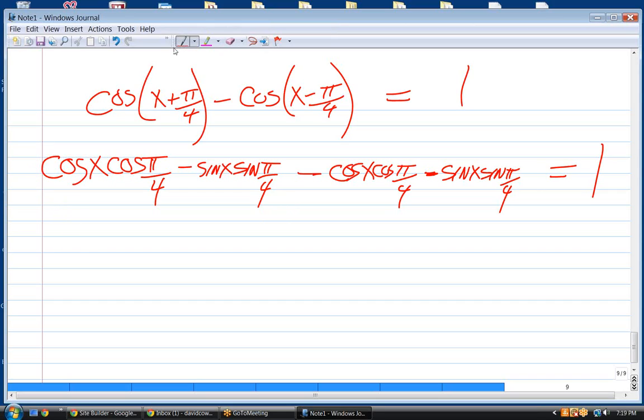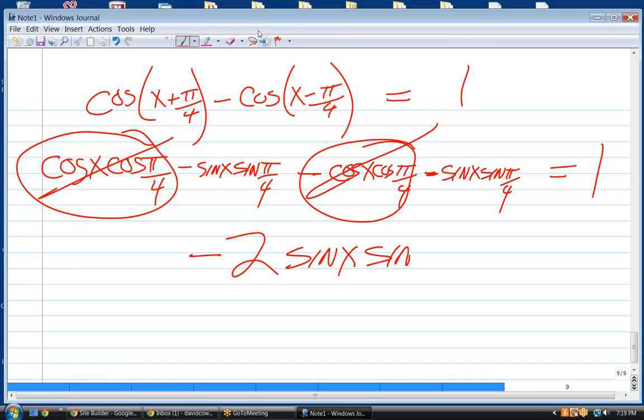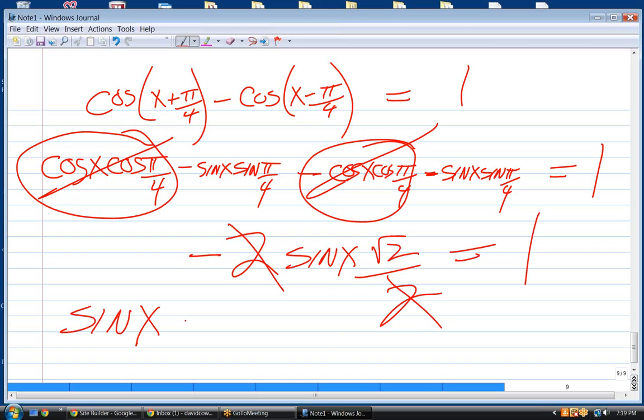Now do we have anything that disappears? Yeah. This term and that term cancel. And then what we have is 2 of those, minus 2 of those. The sine of pi over 4 is what? Root 2 over 2. So now we have the sine of x equals minus 1 over root 2.